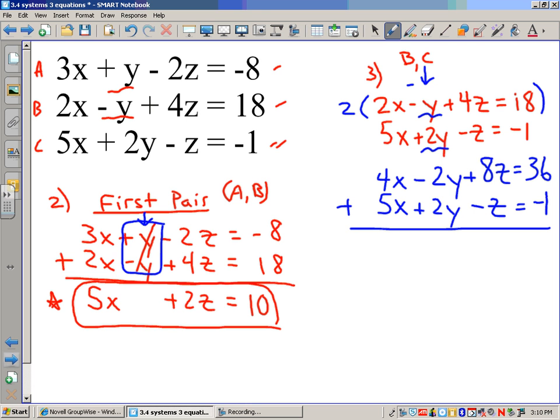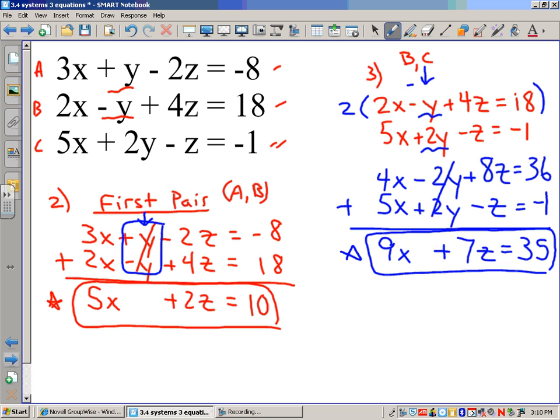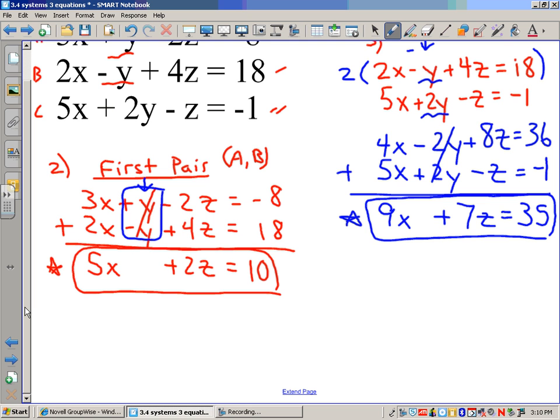Add it. 9x, those go away. 7z equals 35. So again, I put that in a box. And what I should notice is my two boxes have the same variables. So I have an x and I have a z.